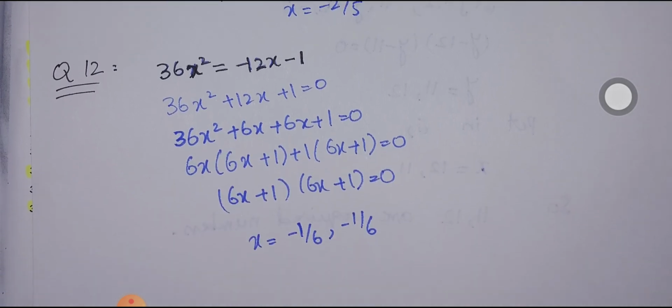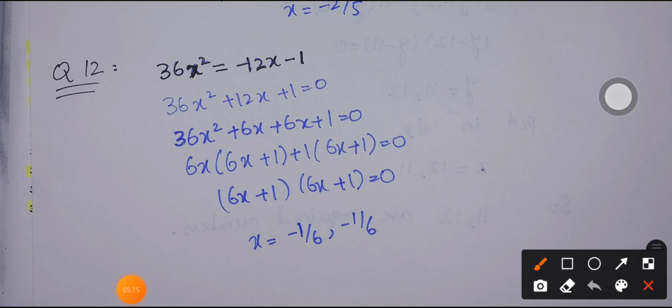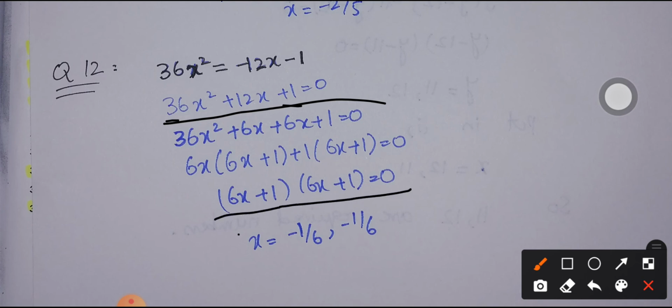Next we have question number 12. It's 36x square minus 12x plus 1 is equal to 0. Again we must have 0 on the right hand side. So here is the equation, and we have to find the factors of 36, which must be 6 and 6 to get the middle term 12. So we get 6x plus 1 into 6x plus 1 is equal to 0, and in this case we are going to have real and repeated roots, minus 1 by 6 and minus 1 by 6.